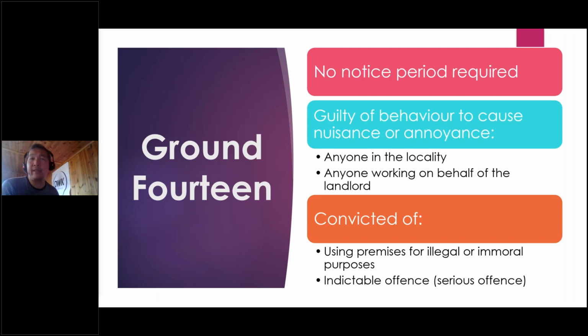Ground 14 is our nuisance notice. So just to make you aware, there is no notice period required. You still need to serve notice, but you could go straight to court that afternoon or an hour after you had served notice. However, it's broken down into two parts.